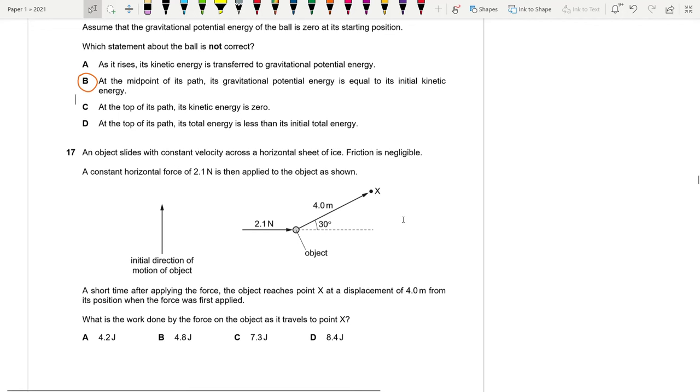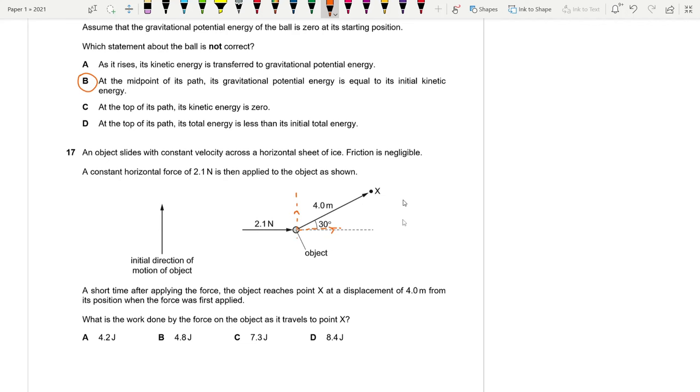17. An object slides with constant velocity across a horizontal sheet of ice. Friction is negligible. A constant horizontal force of 2.1 Newton is then applied to the object as shown. Initial direction of motion of the object is upwards, but then it experiences a force from the left. So it moves to the top right basically. So it had a component of velocity upwards, but it felt a force in this direction. That's why it moved to the northeast.